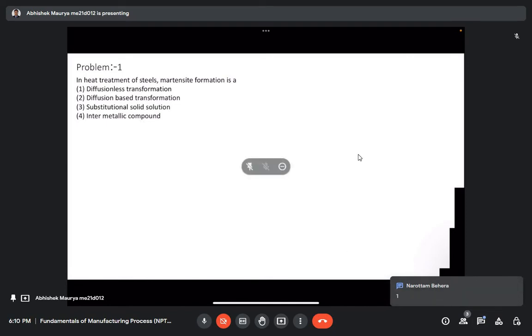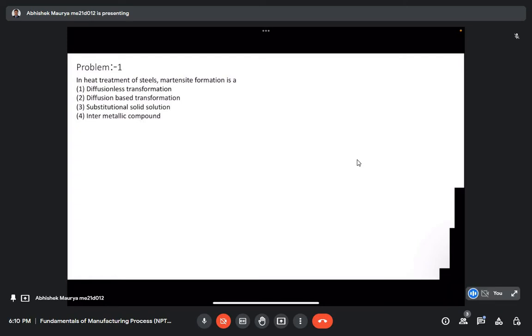Yes, correct. So now I will explain why the martensitic transformation during the heat treatment of steel is a diffusionless transformation, and how it happens. If you can recall the CCT diagram of steel, it looks something like this.